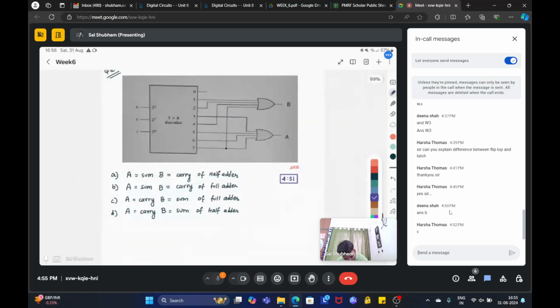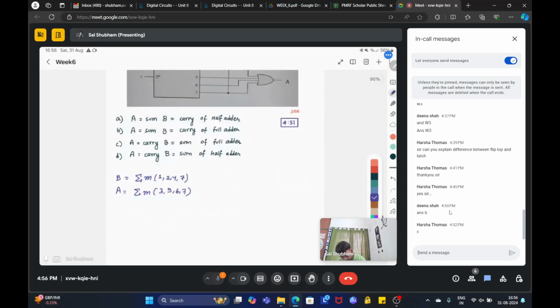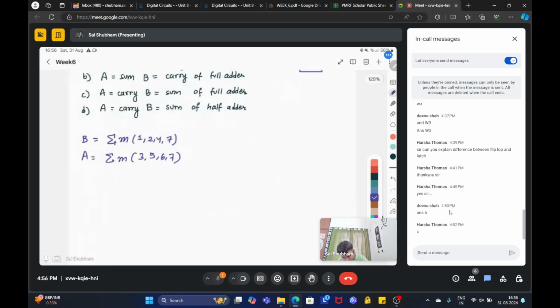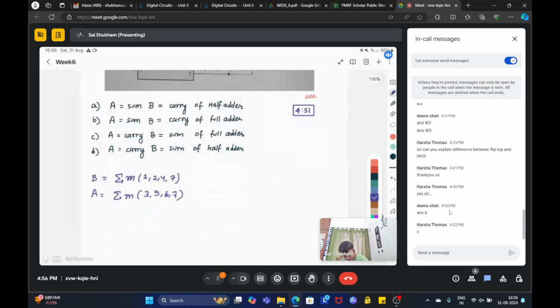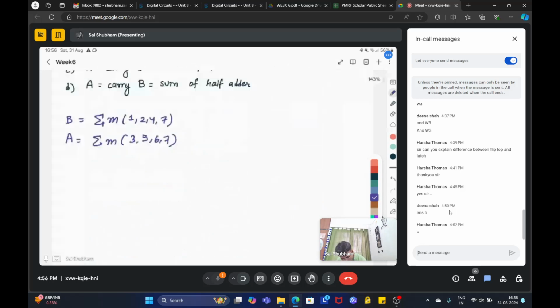If you see, B is basically 1, 2, 4 and 7. A is 3, 5, 6, 7. Now see clearly, if you have three inputs, it cannot be a half adder. It has to be a full adder. So we have to determine if A is sum and B is carry, or A is carry and B is sum.